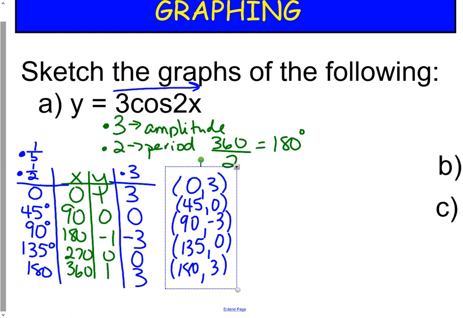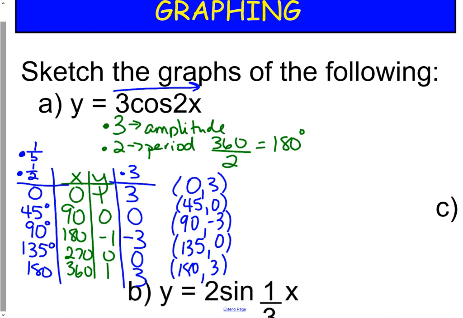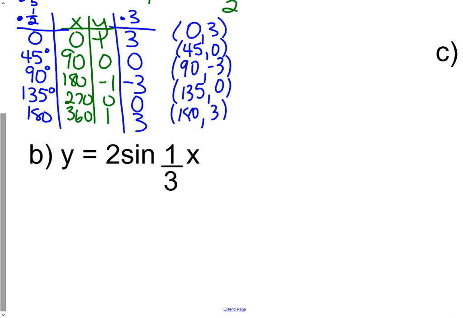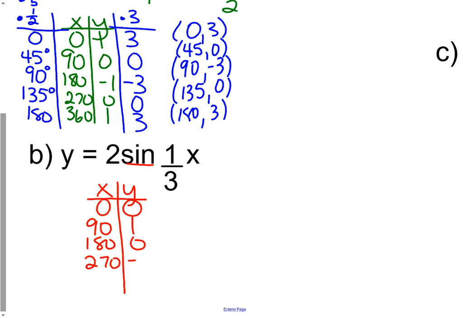So that was A. Let's try B. So y equals 2 sine 1/3 x. All right, so I've got to think about this one for a minute. First off, we're using sine. So I'm going to start with my base graph for sine. That starts at 0 and then goes up to 1, back to 0, -1, and then 0 again.